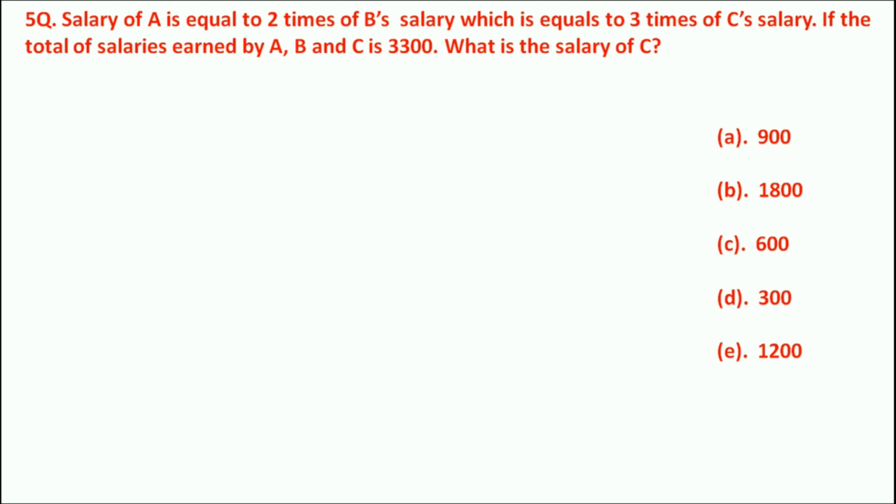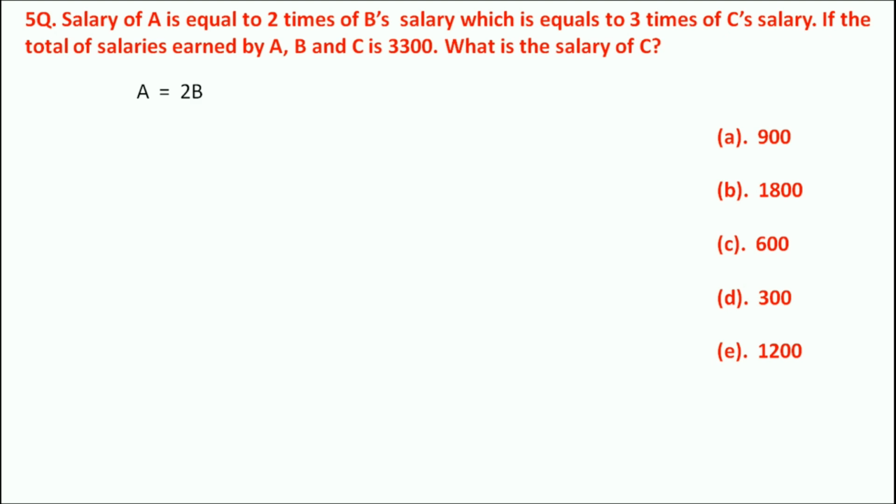Salary of A is equal to 2 times B's salary, which is equal to 3 times C's salary. If the total of salaries earned by A, B and C is 3,300, what is the salary of C? Here in this question, salary of A is equal to 2 times B's salary. That is, we can write it as A is equal to 2B.